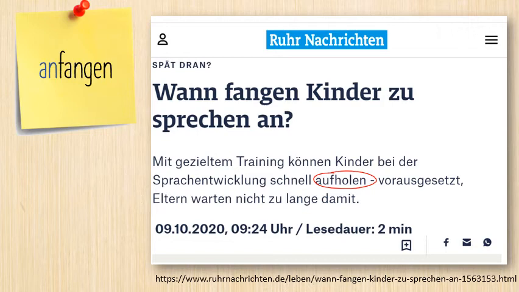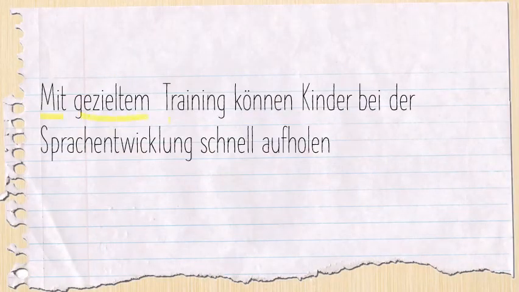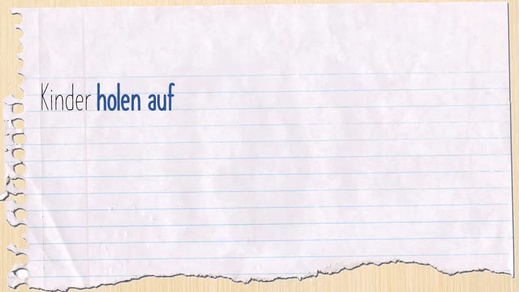So let's quickly translate this sentence. With targeted training, children can quickly catch up with speech development. So what's going on with this separable verb here down at the end of the clause? Well, if you were to form this sentence more simply, just the basics of the clause: Kinder holen auf, okay? So children catch up.